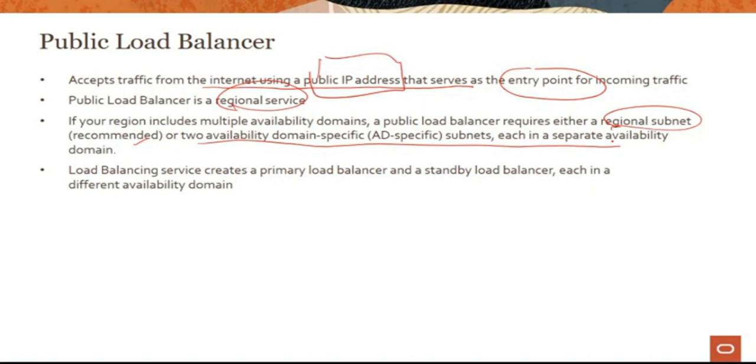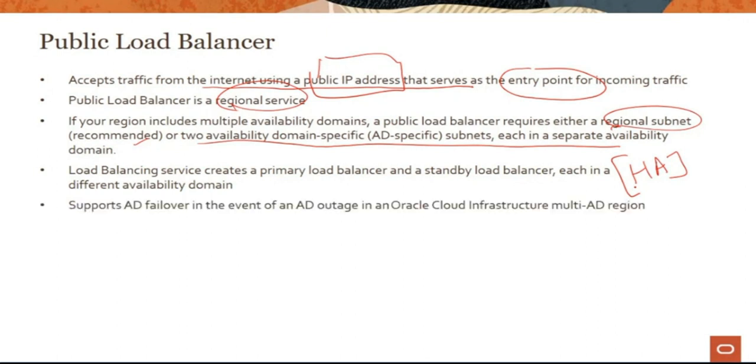The load balancer creates a primary load balancer and a standby load balancer, each in a different availability domain, because the whole idea with a load balancer is to provide HA and fault tolerance. So the load balancer itself has to be highly available. If you just have a single load balancer running and something happens in that AD, there's an outage, and there's a chance that your load balancer would stop serving incoming traffic. So for that, your load balancer needs to be highly available as well.